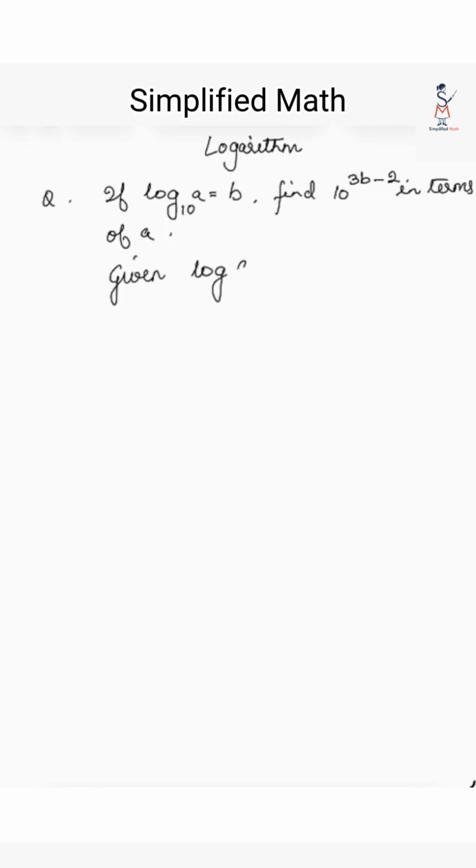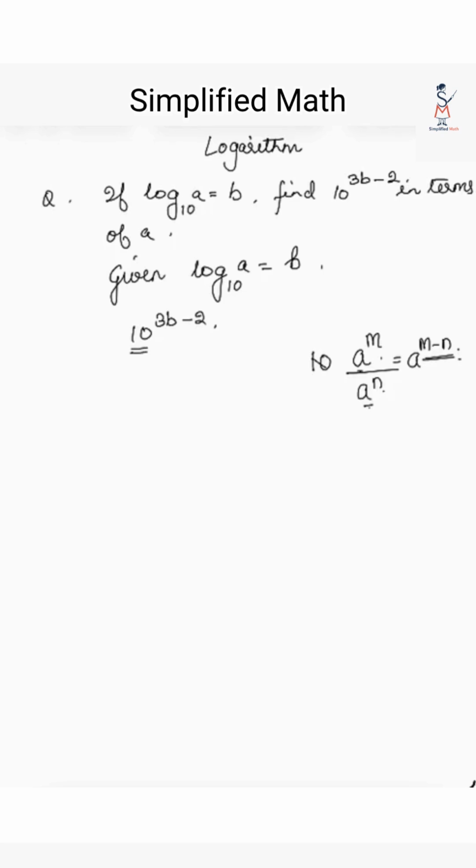Now, what is given to us? Log a to the base 10 is b, right? And what we have to find out? 10 raised to the power 3b minus 2. And in exponents we know that a raised to the power m divided by a raised to the power n becomes a raised to the power m minus n. That means if two numbers having the same base are divided, the powers get subtracted.